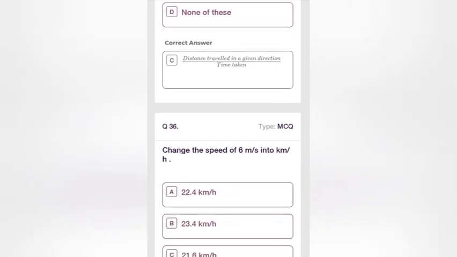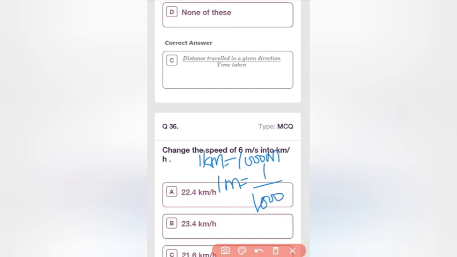Change the speed of 6 meter per second into kilometer per hour. So here we know 1 kilometer is equal to 1000 meter. So 1 meter will be equal to 1 divided by 1000 kilometer. Similarly, 1 hour is equal to 3600 seconds. So 1 second will be equal to 1 divided by 3600 hour. So these things we need to substitute. We need to convert to kilometer per hour, right?